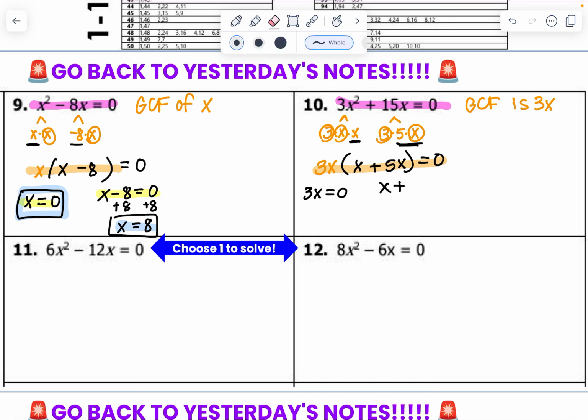I'm so silly. Sorry. It should have just been 5 here. My mistake. Whoopsie. I was like, x plus 5x. That's weird. Found my mistake. Set each factor equal to 0 and solve. We're literally so close. We're almost done.